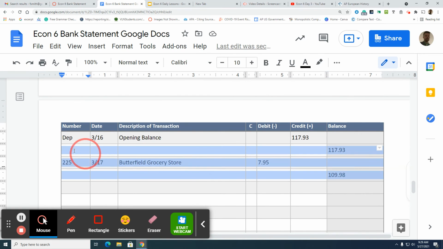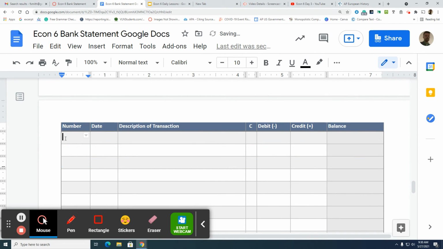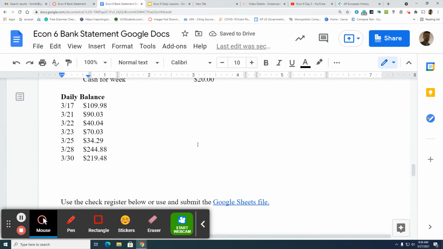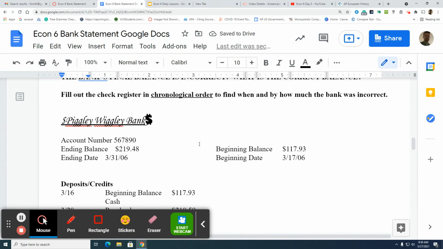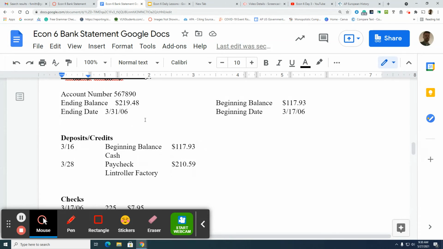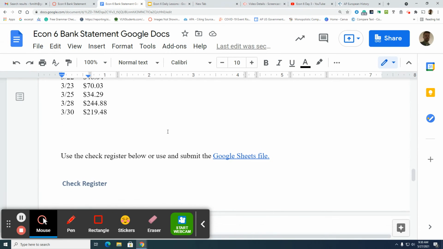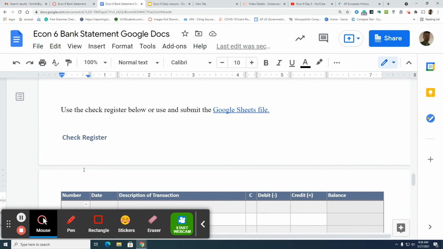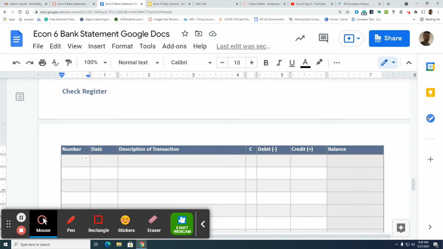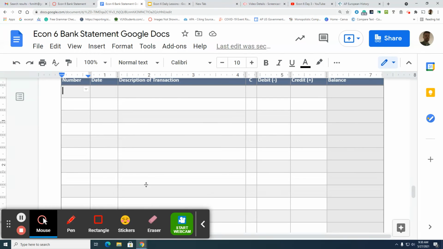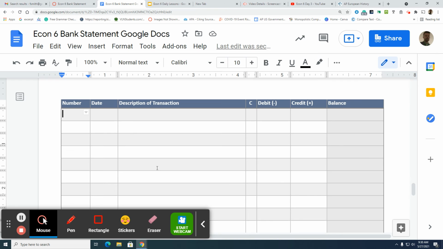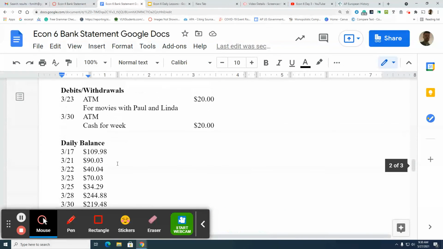until he has all the transactions in, and the ending balance that they have is incorrect, of $219.48. So you'll be trying to find the correct one, and then you go ahead and submit this document just to finish, with hopefully the correct ending balance after you get all of these transactions entered.